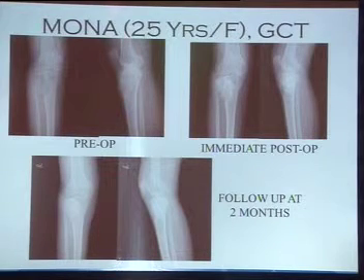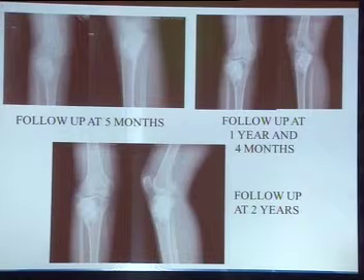This is a patient of giant cell tumor of the proximal tibia, a 25-year female patient. This is the pre-op X-ray, followed by the immediate post-op and then subsequent follow-ups, and the last follow-up at 2 years.